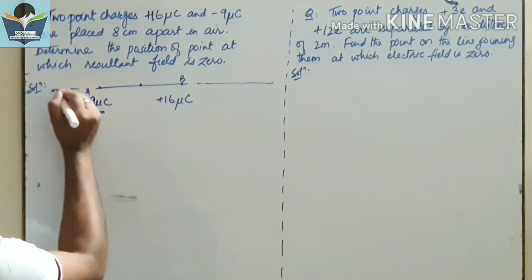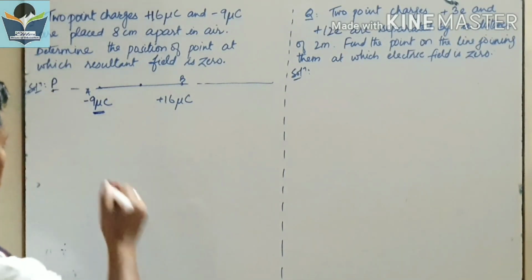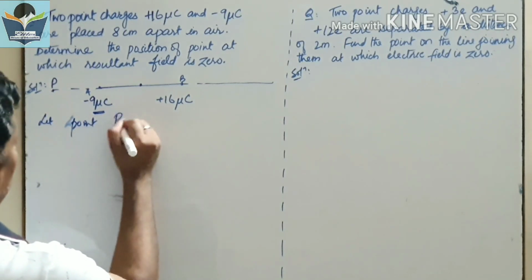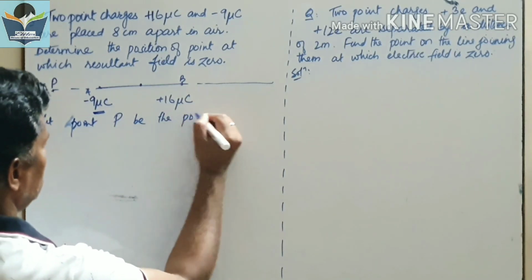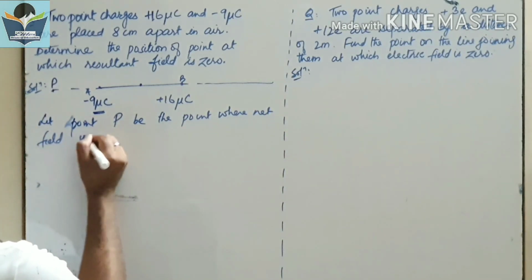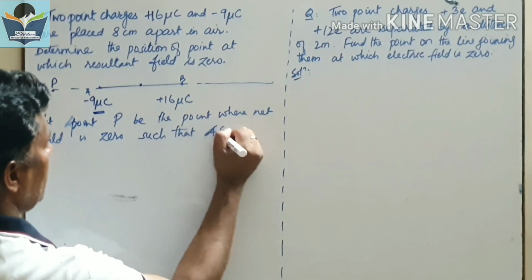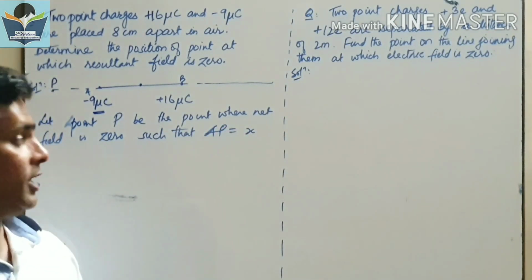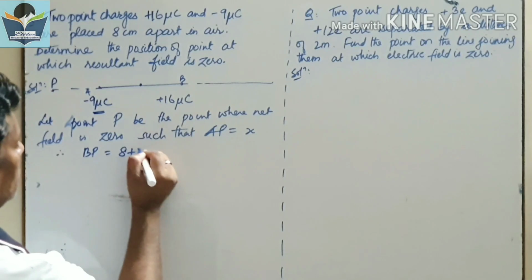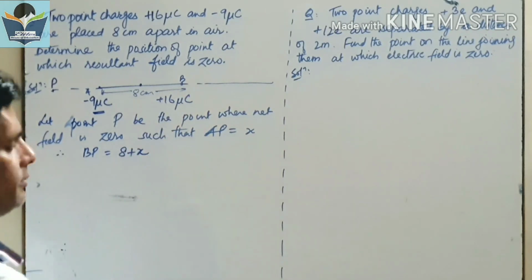So we take that, say point P is the point where the net field is 0. So let point P be the point where net field is 0, such that AP equals X. Now if AP is X, therefore BP will come out to be 8 plus X, because the distance between A and B is already given to us as 8 centimeter.